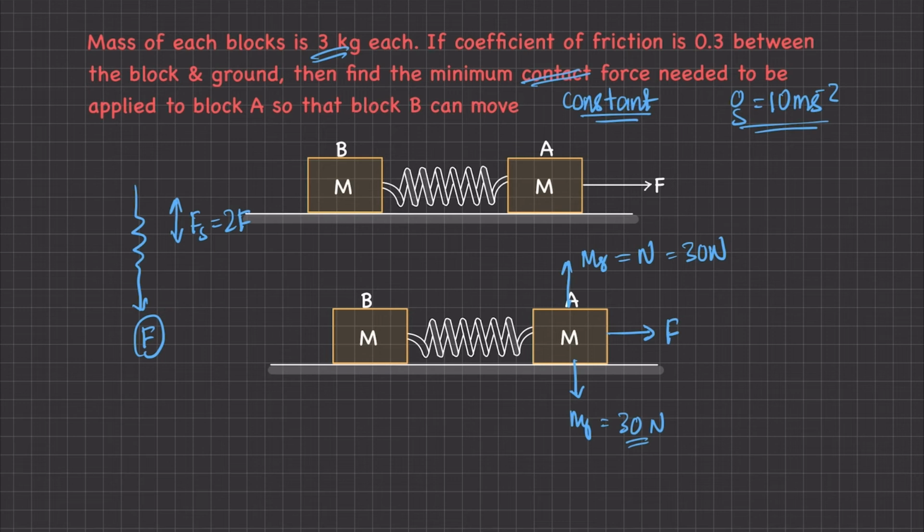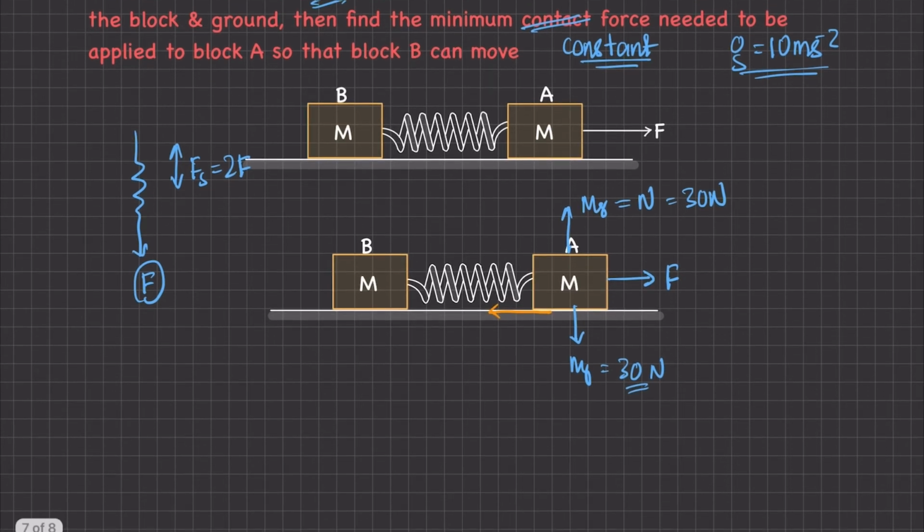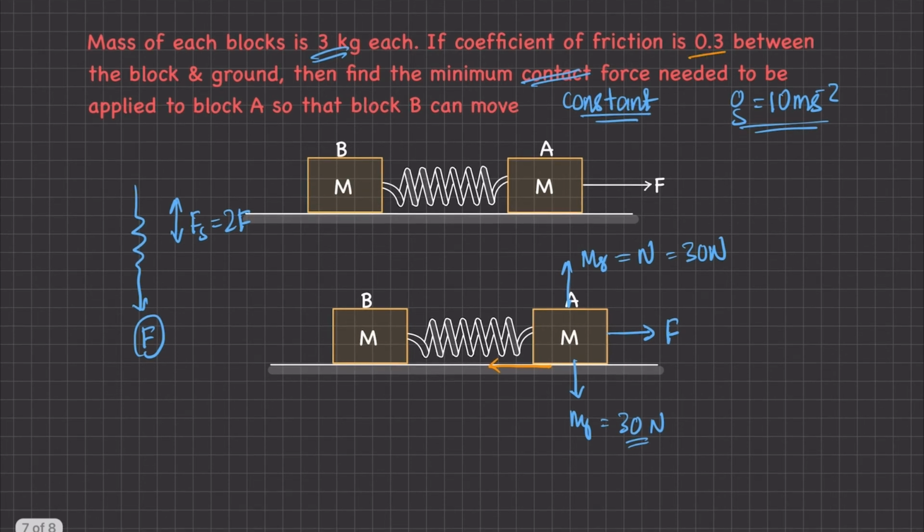Then if this block tends to move towards right, then friction here will try to oppose it, right? So it will act leftwards. So here we will get leftward friction, which is mu into N, and they have given us mu is 0.3. So 0.3 into 30 means this is 9 Newton. We are getting friction 9 Newton.